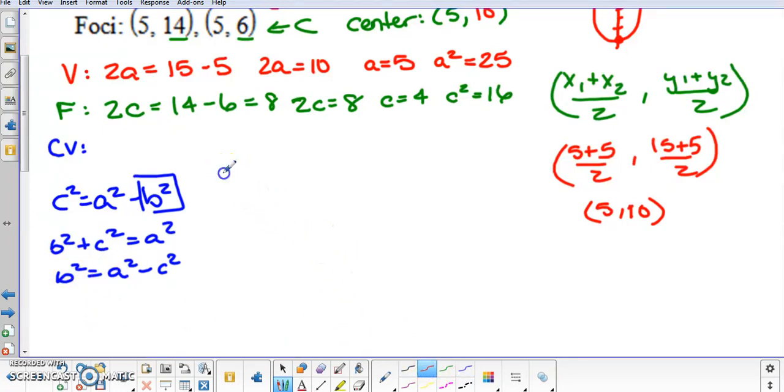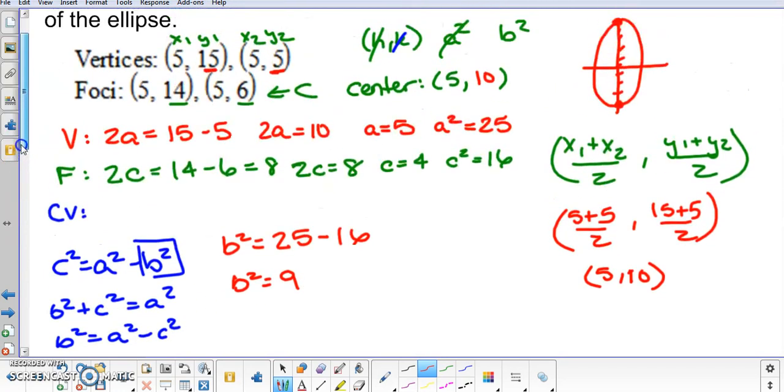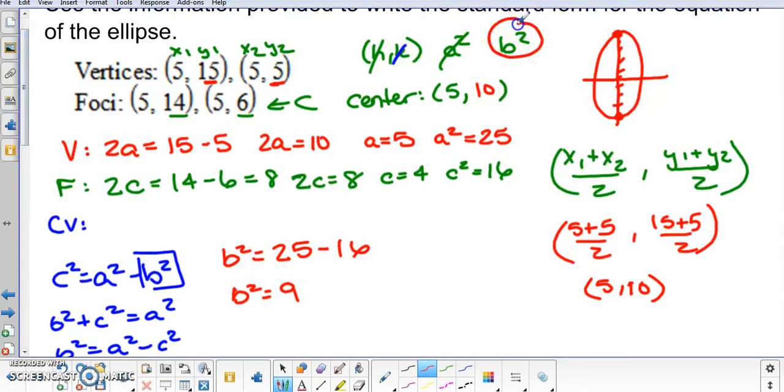So now b squared equals 25 minus 16. That's my a squared, that's my c squared. So I'm just using this equation right here. 25 minus 16 is going to get me 9. So that means b squared equals 9. I don't need to worry about square rooting it or anything because I need b squared. So I have that now.